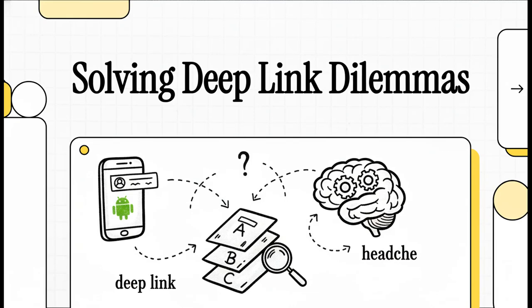All right, let's dive into a classic and honestly, a super frustrating Android problem, deep links. We're going to talk about that really weird moment when a user clicks a notification, and suddenly your app has this weird identity crisis and launches a whole new copy of itself. Let's get into why that happens and how to fix it for good.